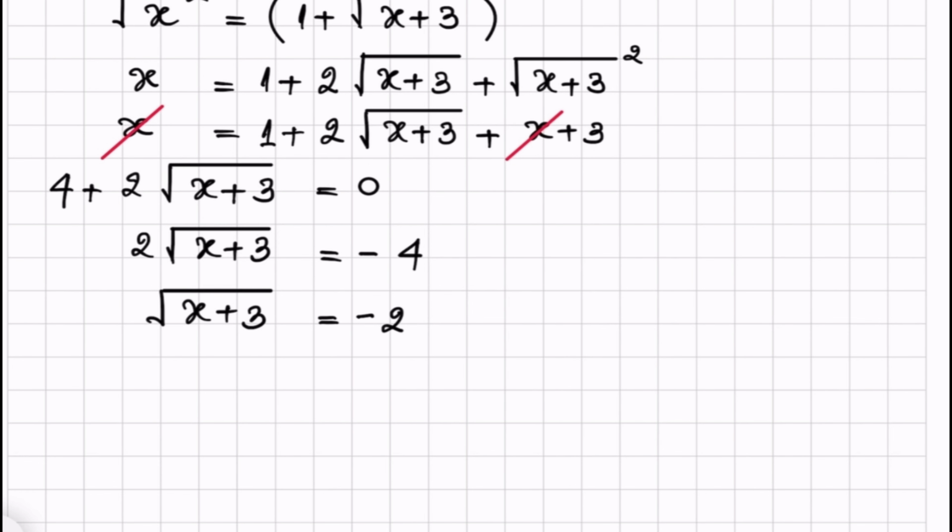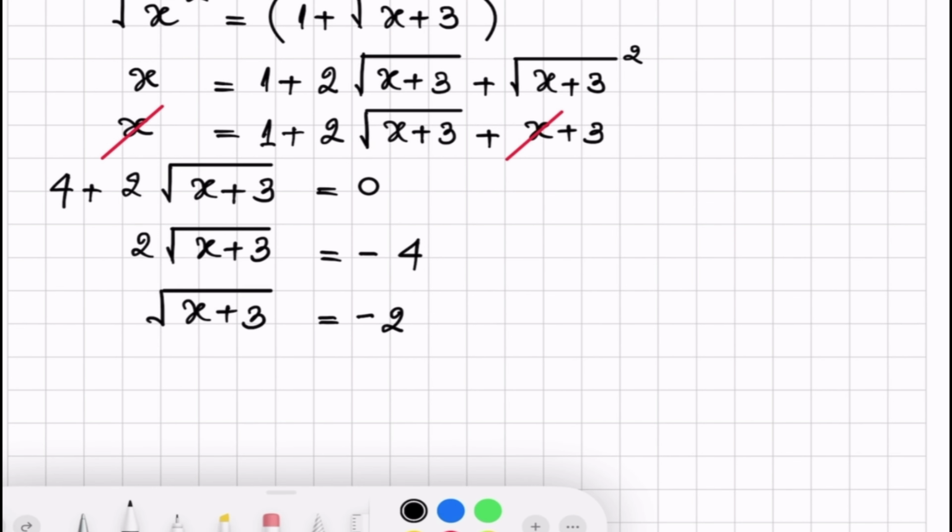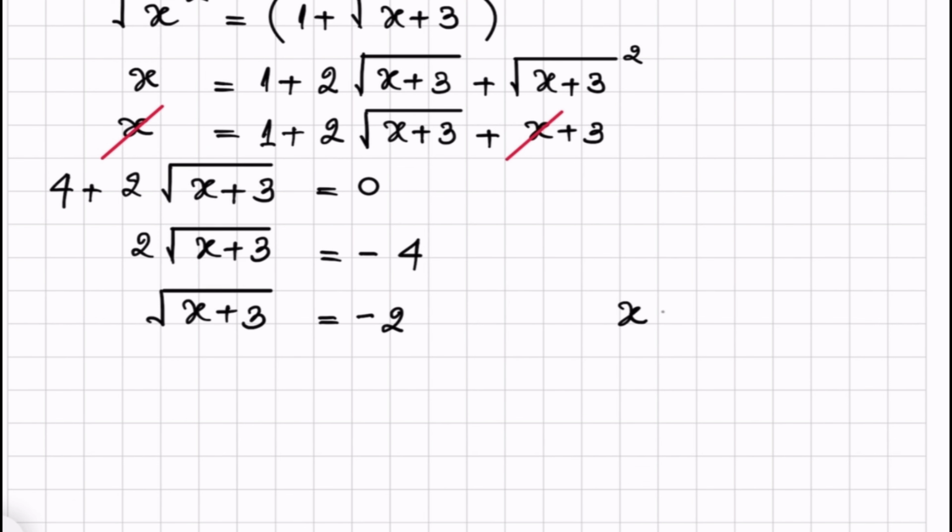Okay, so take a look at this part here. We cannot find any values of x to satisfy this equation because x is greater than or equal to 0. So then x plus 3 must be greater than 0. So the first side is greater than 0, but the second side is less than 0. So it is impossible for this equation to have a root. So then this equation has no root, okay?